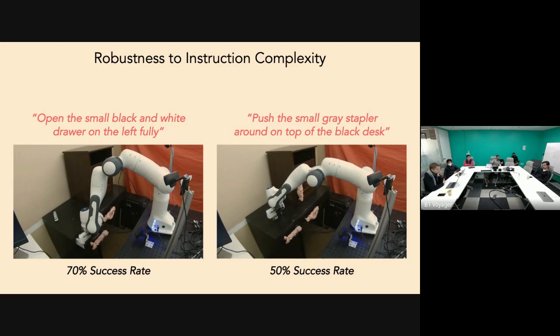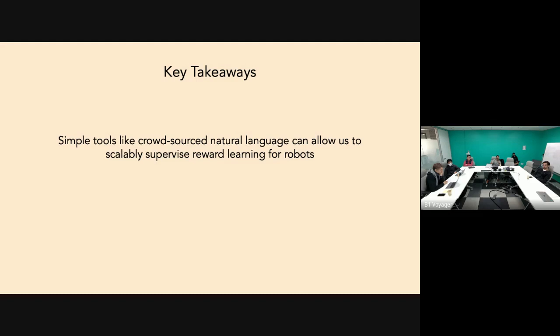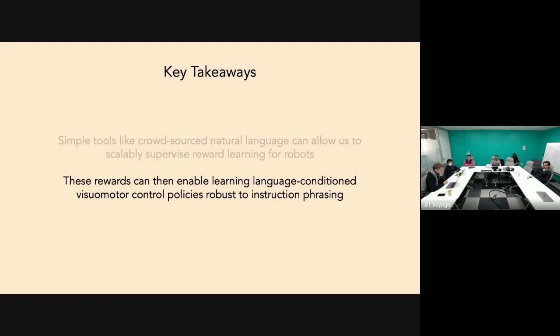But yeah, just a quick summary of this first work, I would say the key takeaway is that simple tools like crowdsourced natural language can allow us to supervise reward learning for robots in a pretty scalable way. And then once you have these rewards, you can actually learn language conditioned control policies. And if you use pre-trained language models, they can be pretty robust to things like instruction phrasing. So what is the main limitation?